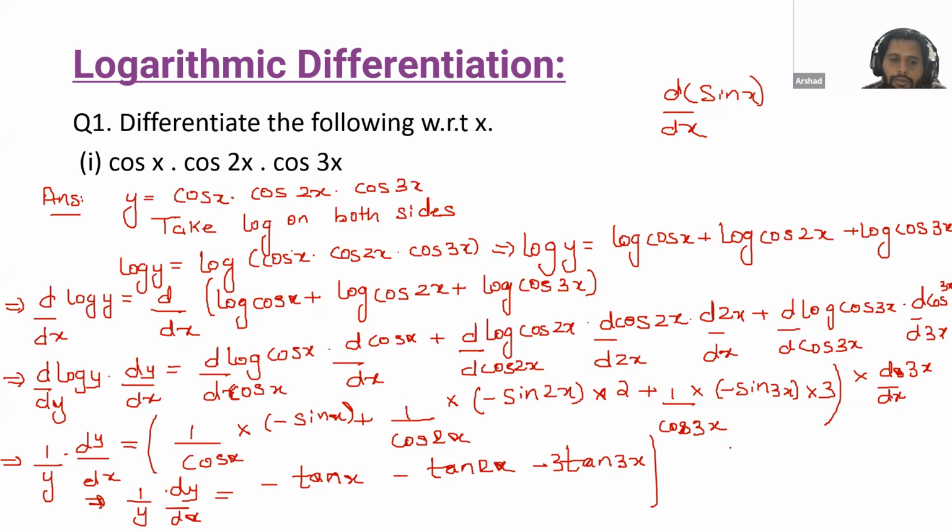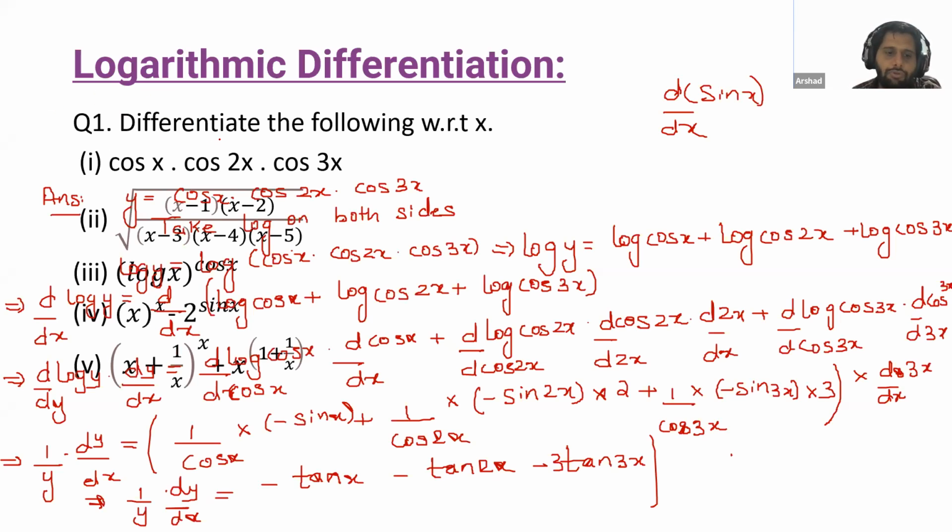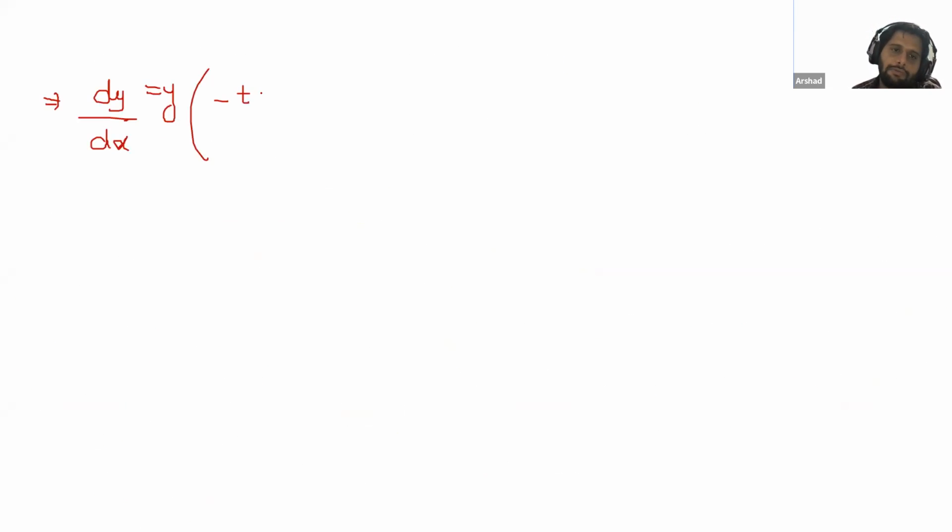Into 3. Now shift this y to the right side, so you will get dy by dx is equal to, just shift this y to this side, and here what you have: minus tan x, minus tan 2x, minus tan 3x into 3.